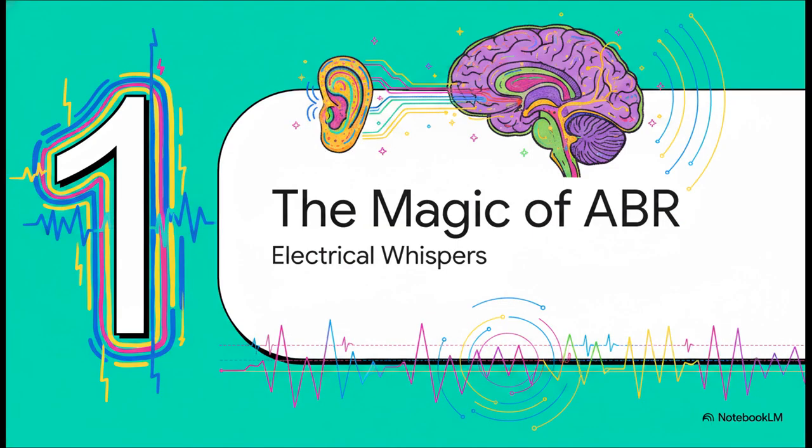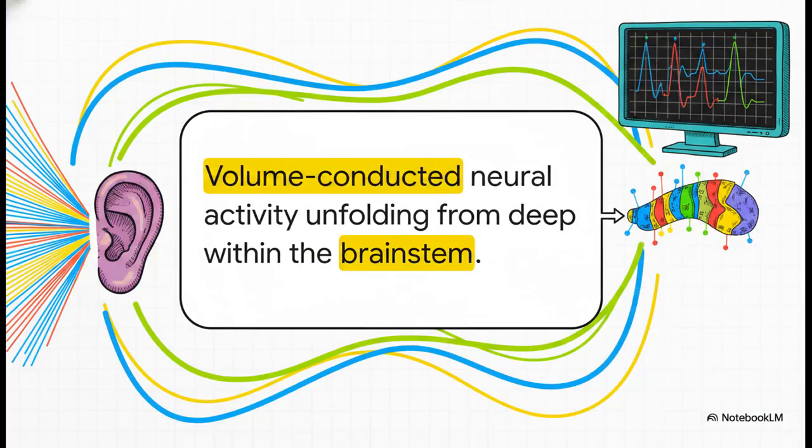The magic of ABR. Reading the brain's electrical whispers. At its core, when we're recording an ABR, we are detecting microscopic electrical events that unfold sequentially. Think about it. A brief sound hits the ear, and it immediately triggers neural activity that travels from the auditory nerve all the way up through the nuclei and tracts in the brainstem. What we are actually seeing on our screens is the volume-conducted neural activity of this entire pathway.